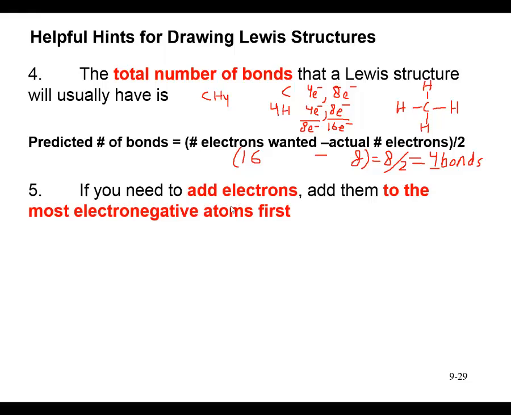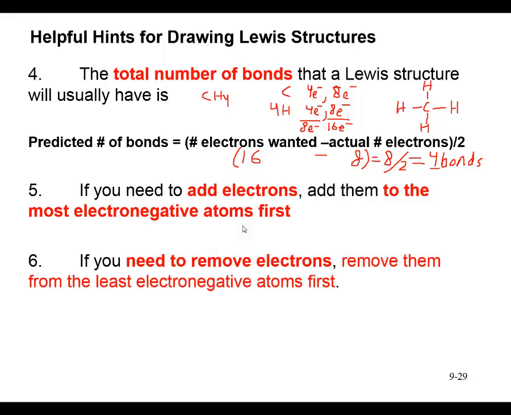Now, if I need to add electrons to my structure, because let's say I haven't used them all yet, we normally will put them on the most electronegative atoms first. Those tend to be the atoms, in most cases, on the outsides of the Lewis structure. If I have any more electrons beyond that, we'll place them on the central atom after the octets of the outer, more electronegative atoms are filled first.